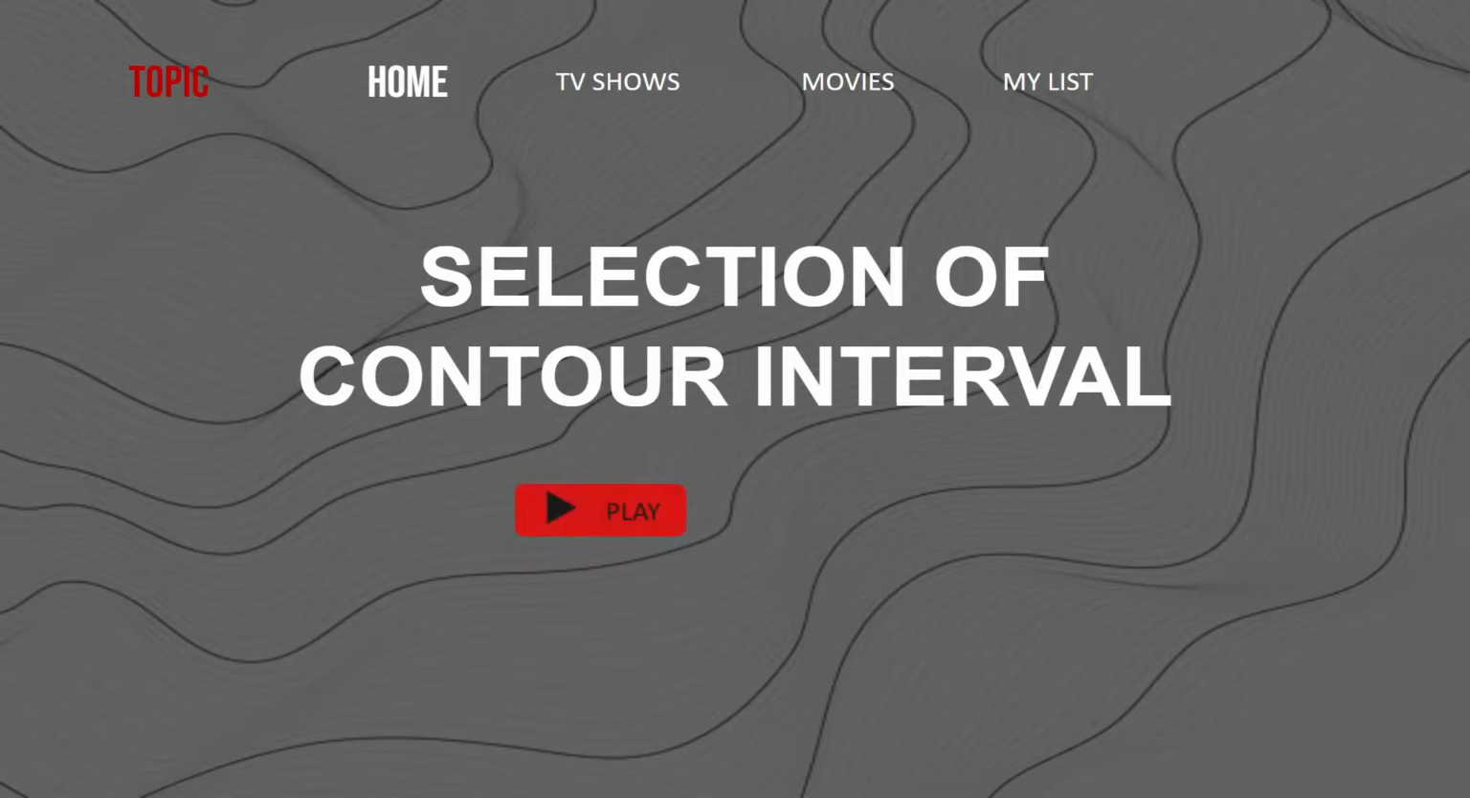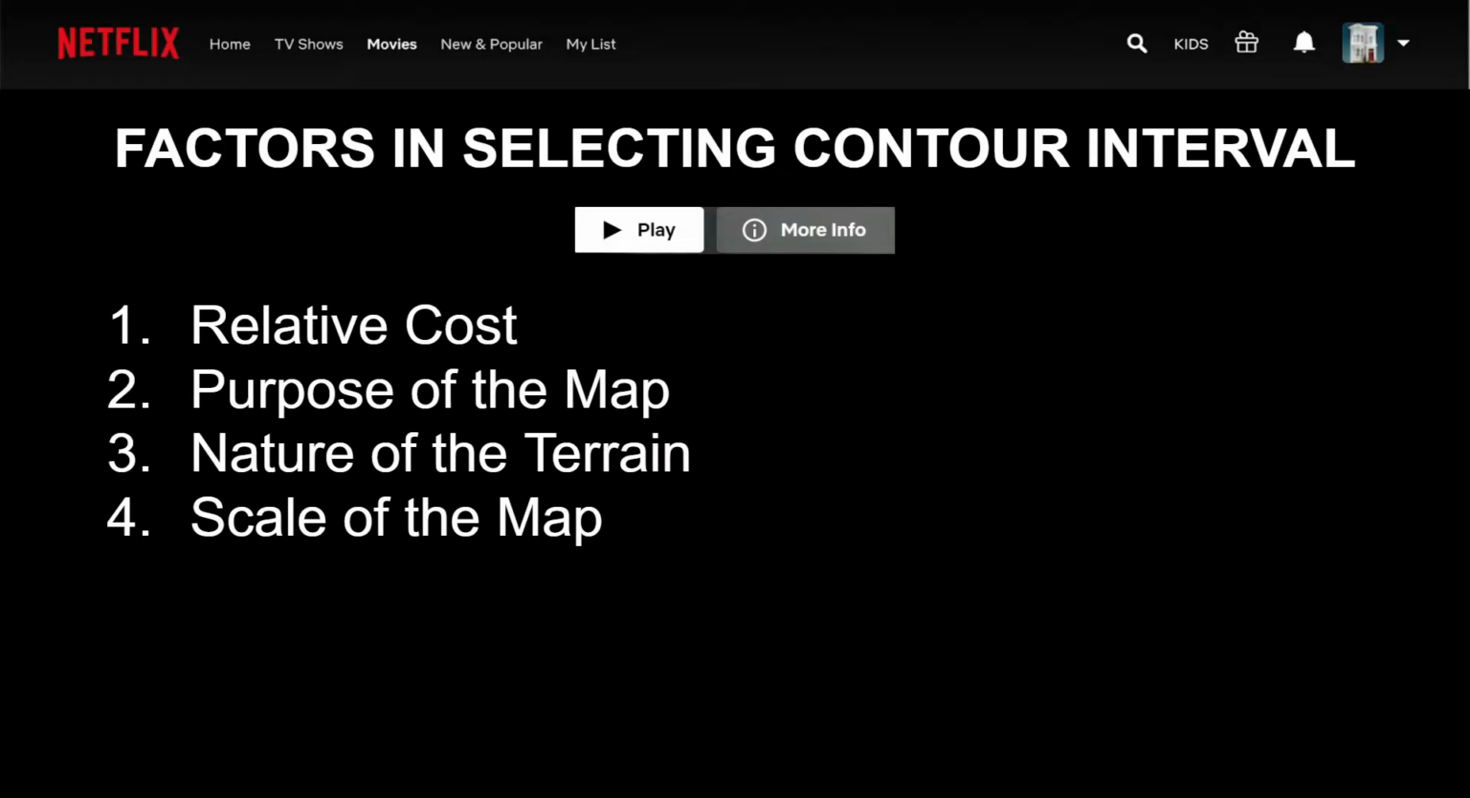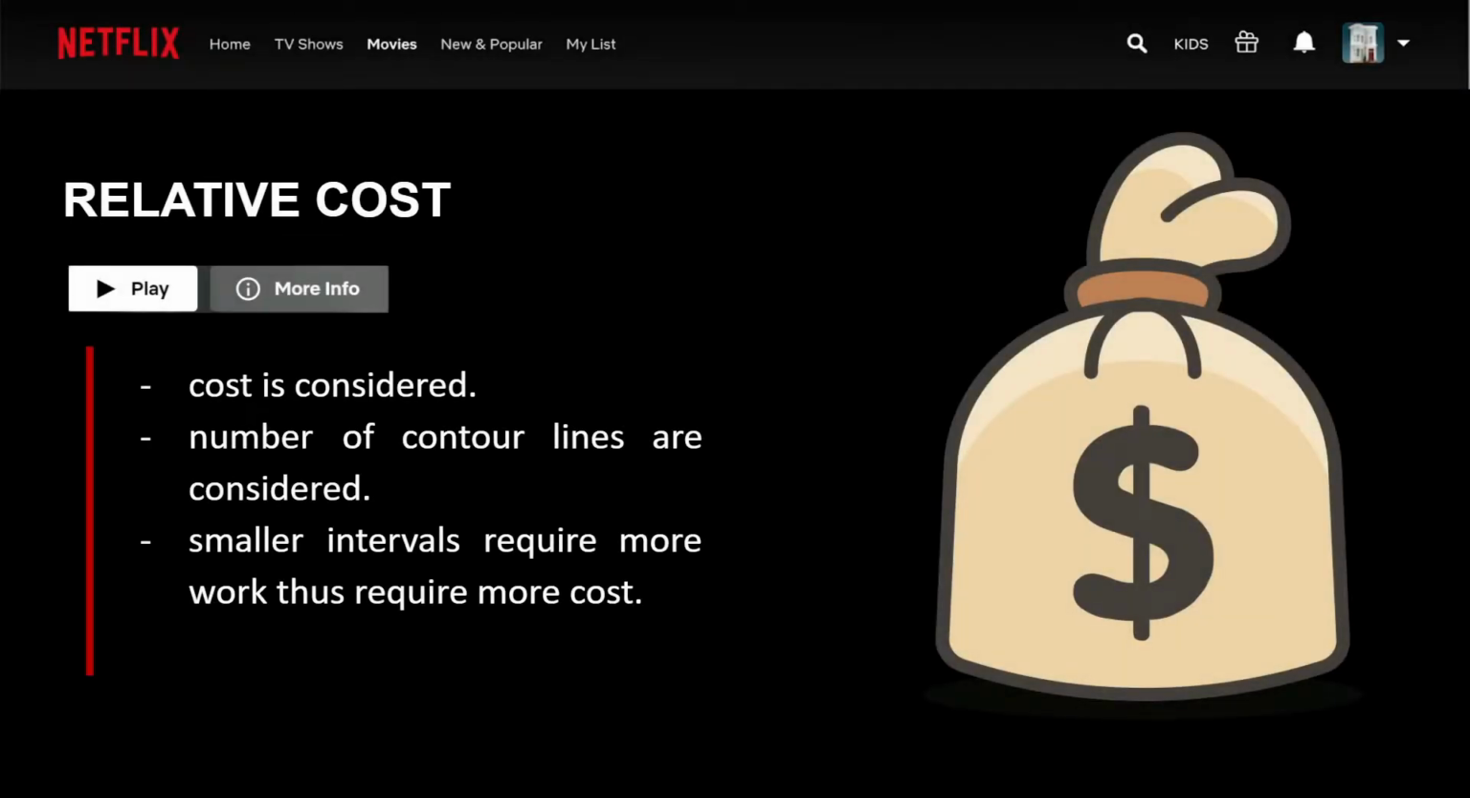Now we move on to the selection of the contour interval. Here are the factors in selecting a contour interval: the relative cost, purpose of the map, nature of the terrain, and scale of the map. One of the factors in selecting a contour interval is the relative cost, wherein the expenses of conducting the survey and fieldwork are considered.